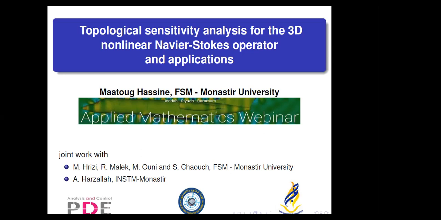My talk is about topological sensitivity analysis for the 3-dimensional Navier-Stokes operator and application. It is a joint work with Mourad Harizi, Rakia Malik, Marwa Aouni, Sana Shaush from the Monastir University, and the Professor Ali Harzallah from l'Institut National des Sciences et Techniques de la Mer de Monastir.